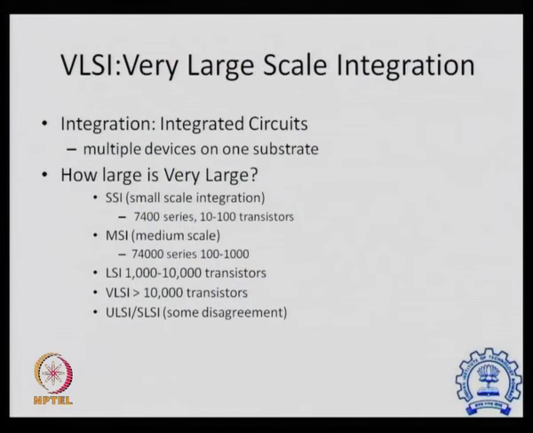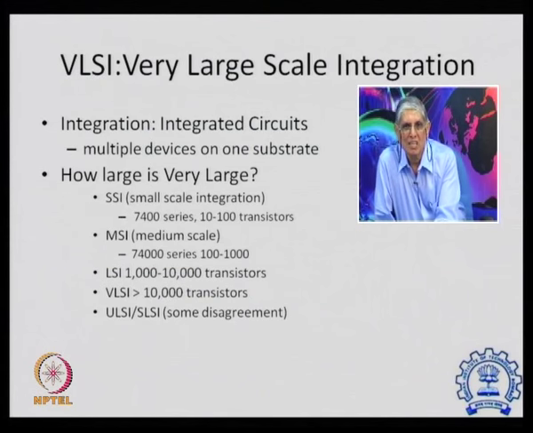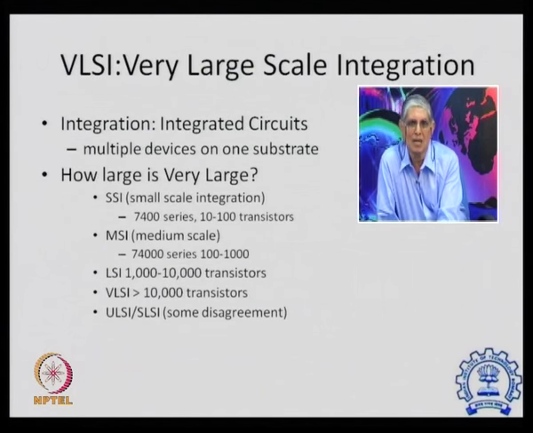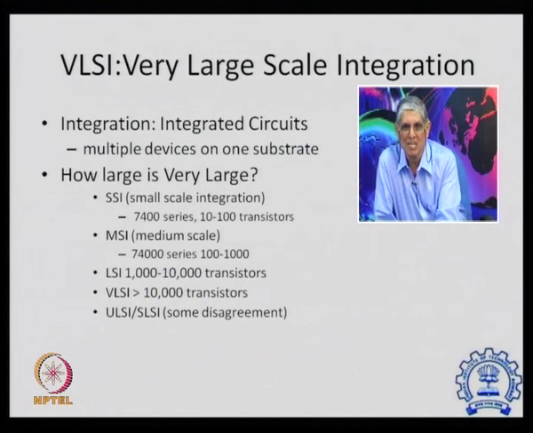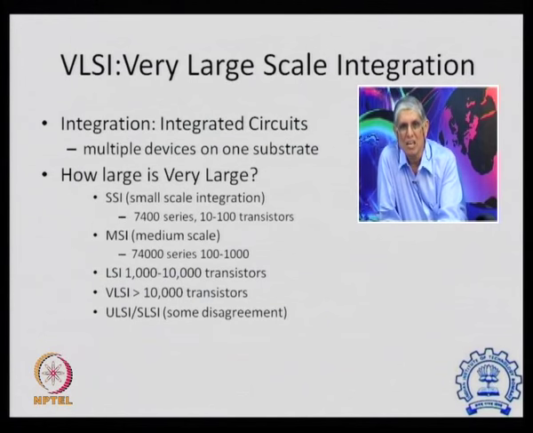So, what is integration? Let me come back again. You say there are multiple devices on one substrate, and this question is always asked: how large is very large? So, small scale integration chips, I would give numbers. TTL has the 7400 series, which typically has 10 to 100 transistors. Then you have the 74000 series from TTL, which has around 100 transistors plus, and we say this is medium scale. And when we moved away from bipolars and went for large scale, 1000 to 10,000 transistors, we started calling it large scale, and above 10,000, as I said, we all started calling it VLSI. So, even if now you have million transistors or billion transistors, everything we say is very large scale.